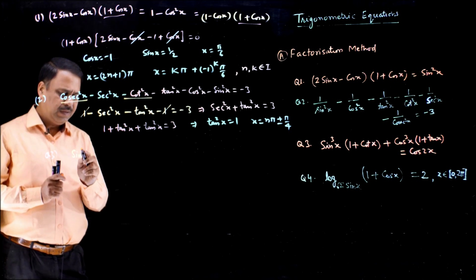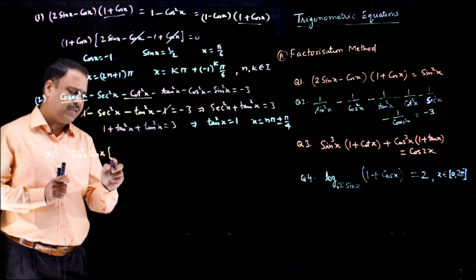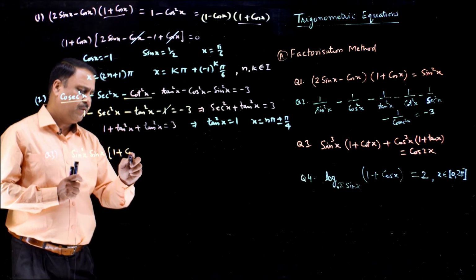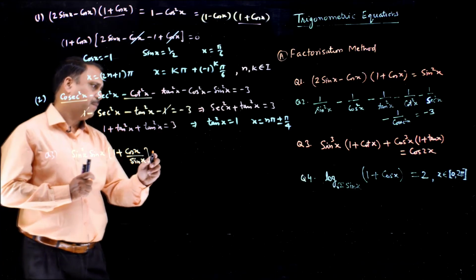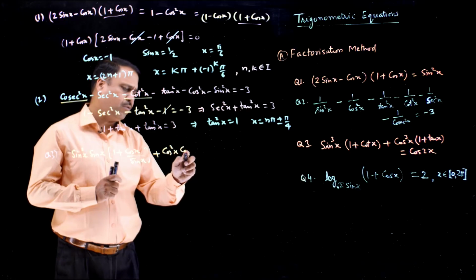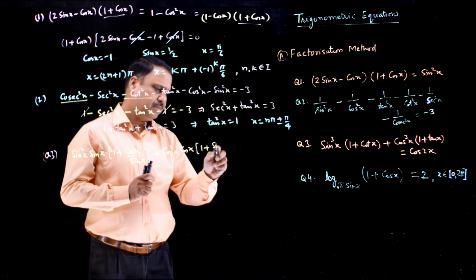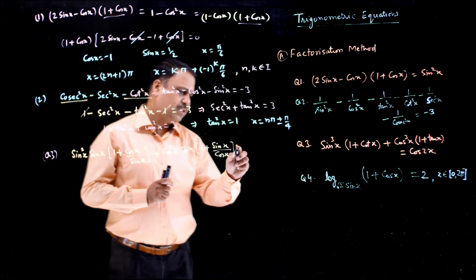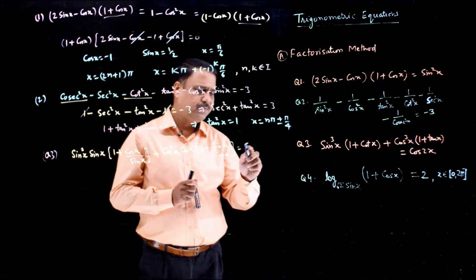So I can write this as sin square x into sin x. I am writing sin cube x in this form, sin square into sin, into 1 plus cos x upon sin x, plus cos square x into cos x into 1 plus tan x is equal to, now cos 2x also we can write cos square x minus sin square x.